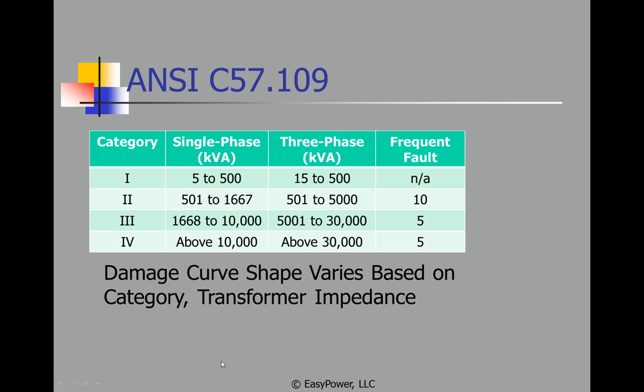We talked about frequent faults. This is the criteria in ANSI for how they define frequent faults versus infrequent. For transformers up to 5,000 kVA, they're saying 10 through faults in the life of the transformer would be considered frequent faults. So you would want to use the frequent fault curve, which includes the mechanical damage. But for the larger transformers, it's a lower number: 5 for the transformers above 5,000.